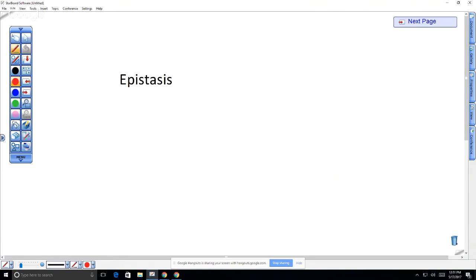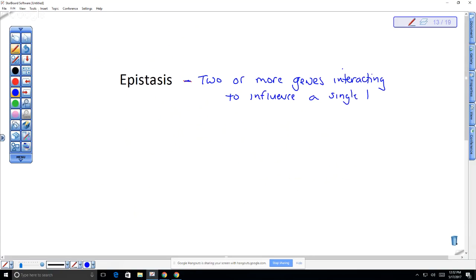Okay. So we now have some more examples of how genes interact to form the phenotype. And this is specifically referred to as epistasis. So this is called two or more genes interacting to influence a single trait.